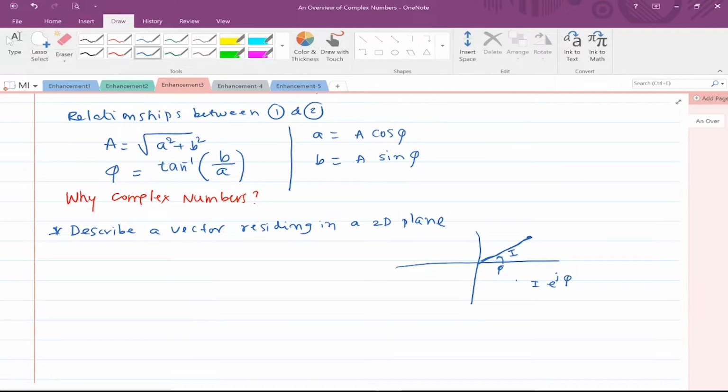That's one thing. And also when it comes to your DSP course that you have done, e power j phi turns out to be the eigenfunction of an LTI system, right? So that's also where you are using it.